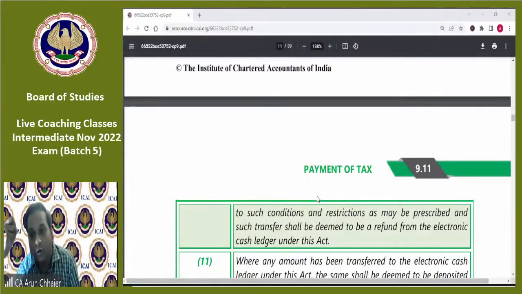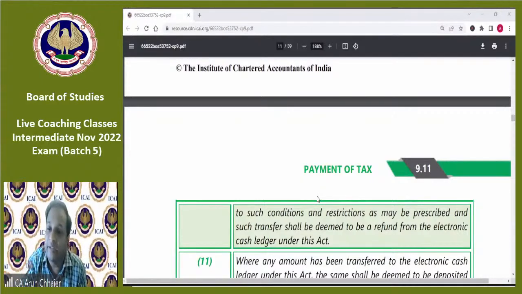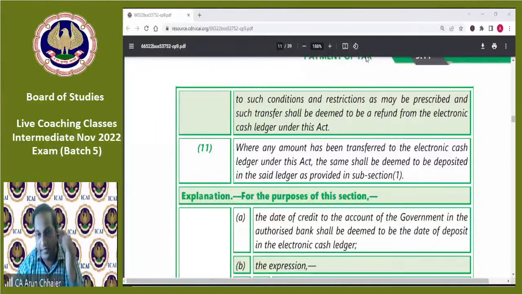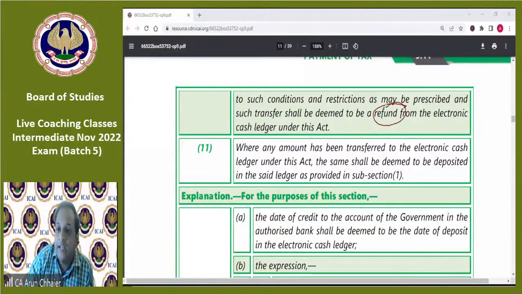So you are taking the amount out from IGST. It will be treated as if you have taken the refund and you have deposited the same in the other. Kindly ask the question on the PMT09 if you have any question. So from IGST tax, I have taken the amount out, so it will be deemed to be a refund. I have transferred to the CGST and late fees. Then the amount has been transferred to the electronic cash ledger. It shall be deemed to be a deposit in the said ledger.